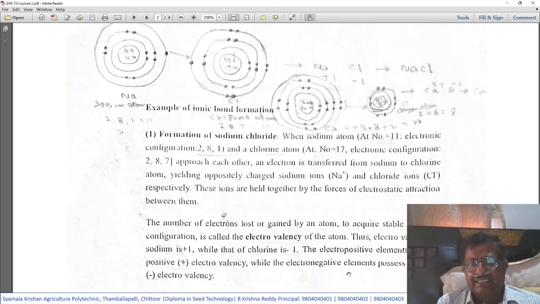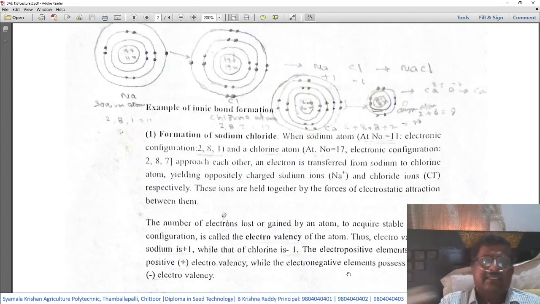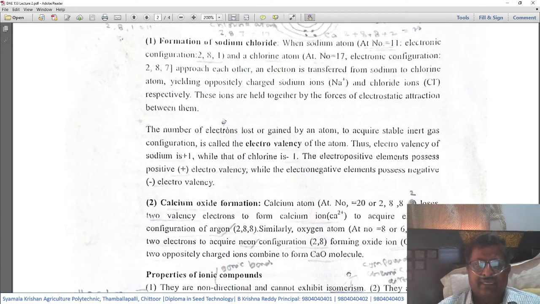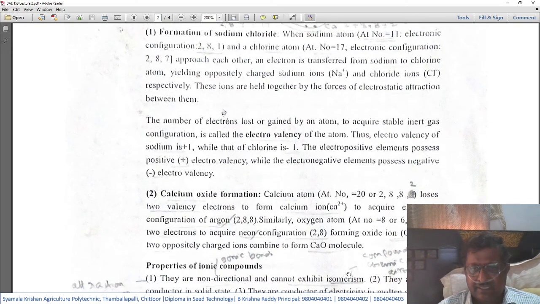Now by adding this transfer, we'll see the arrow mark is like this. This indicates the transfer of electrons. These 2 electrons will get transferred to the outermost orbit of the oxygen. So then this 6 will become 8. So this 2 and 8 configuration is nothing but a neon configuration.